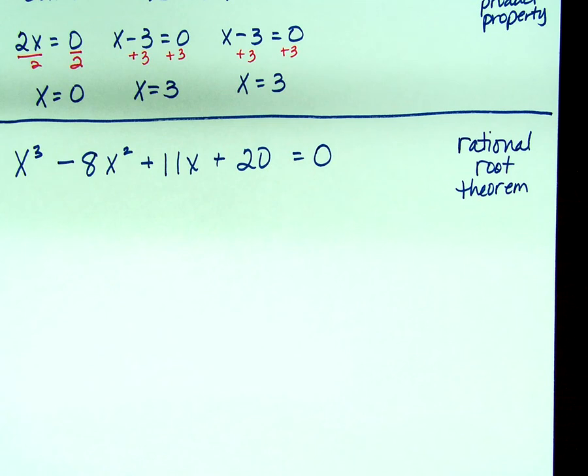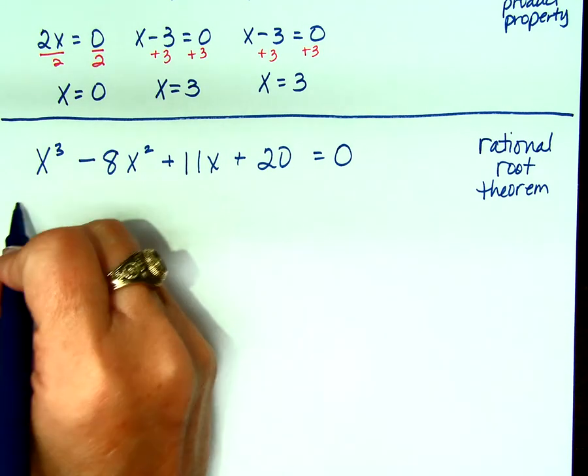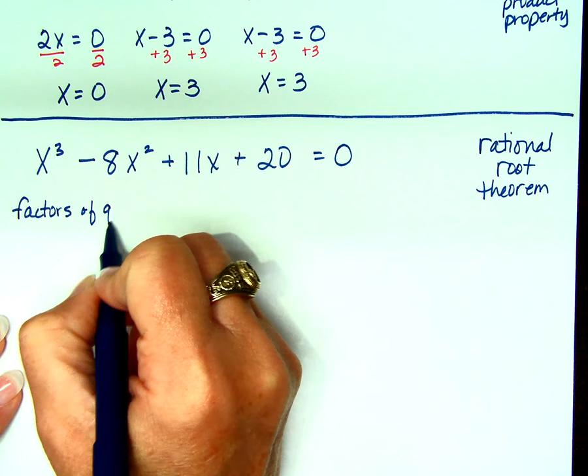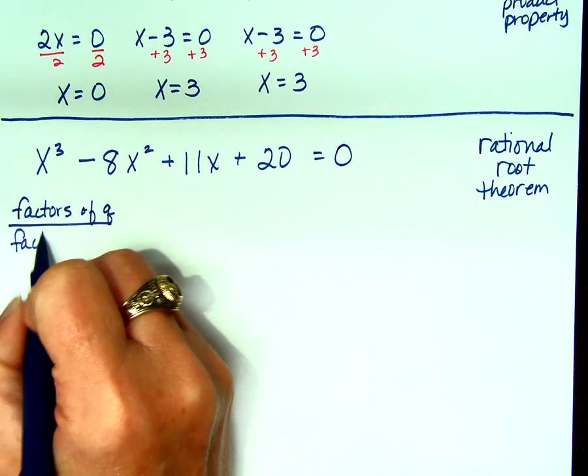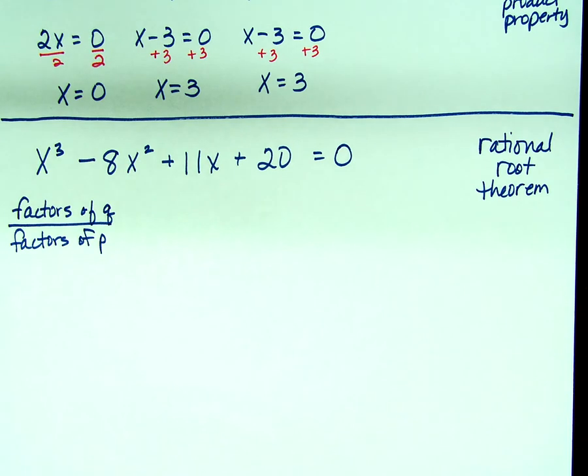You got it written? All right, so here's what happens. The rational root theorem says we need to take all of the factors of Q and divide them by all of the factors of P. All of the factors of Q divided by all of the factors of P. Anybody see any problems with that? Yeah. Where the heck are P and Q coming from? Well, how about if I tell you? Would that be okay?